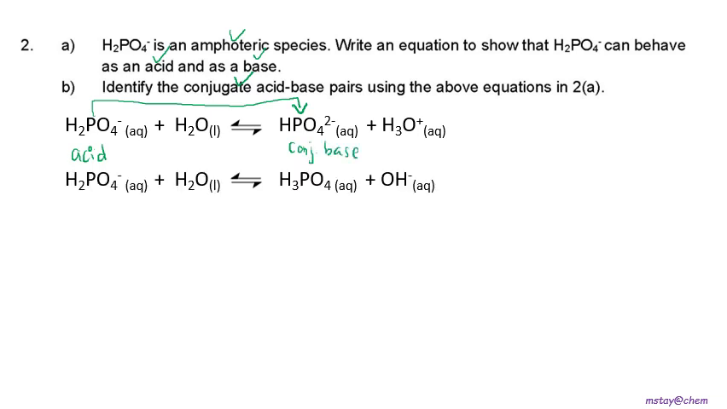Next equation, H2PO4 negative. Now we are going to pair it with H3PO4, where we notice that a proton is gained by H2PO4 negative. So in this case, H2PO4 negative acts as the base, while H3PO4 will be the conjugate acid.